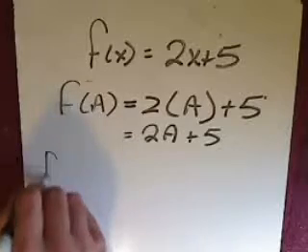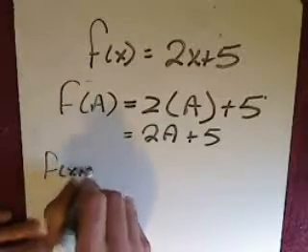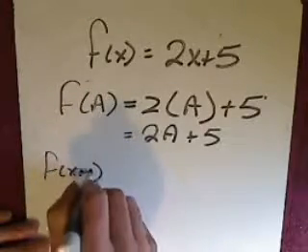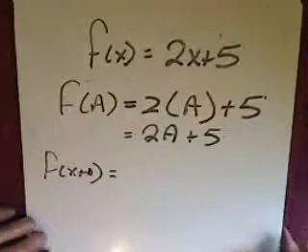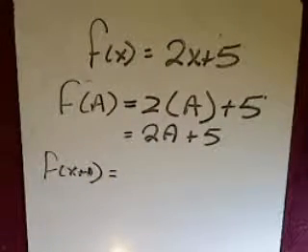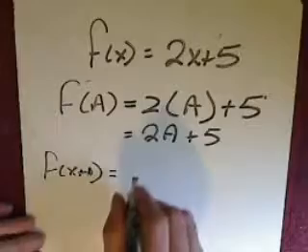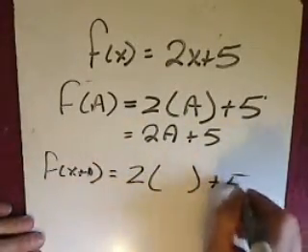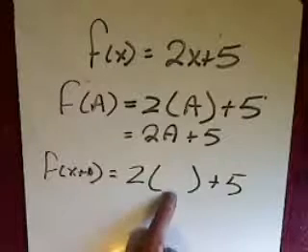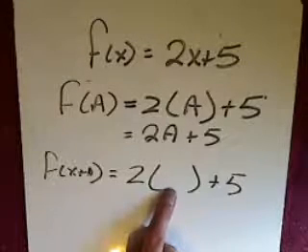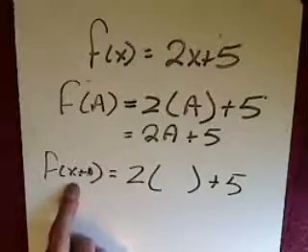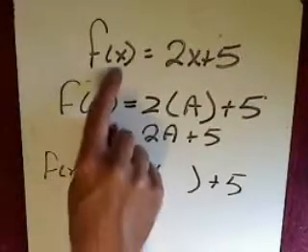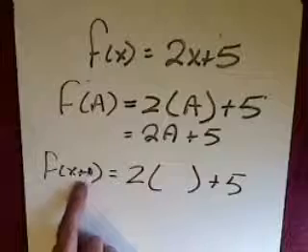Now, one quick thing here. f of x plus 1. What would I do there? Well, let's take the same general idea, 2 times blah plus 5. What are we going to put in here for our input value? I don't want you to confuse this x with this x up here. This is what we're putting in.